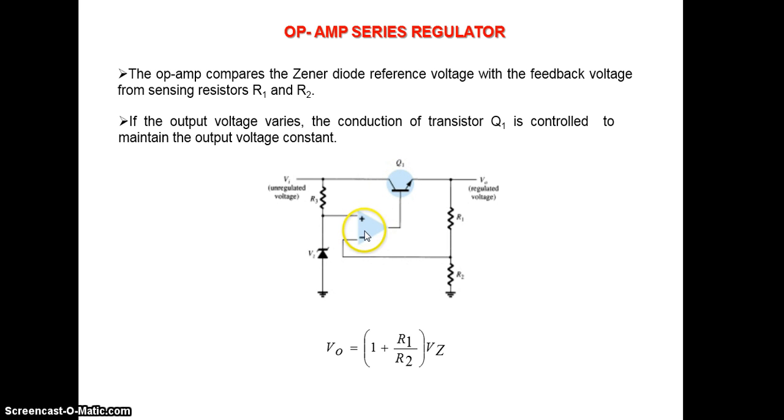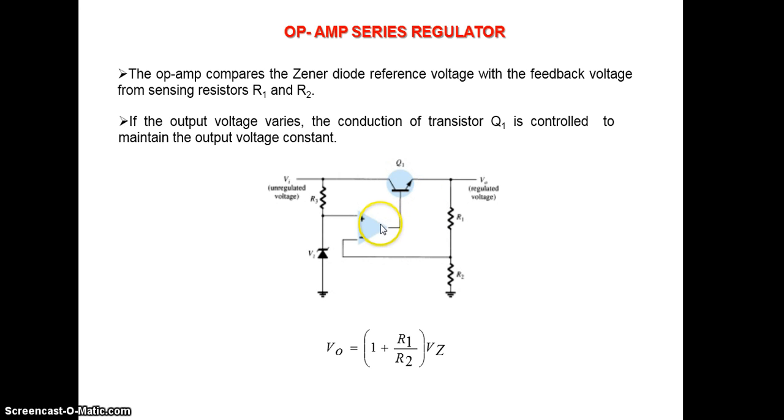Here the op-amp compares the fixed Zener voltage with the feedback voltage sensed from R1 and R2. It compares these two and provides the output. That output controls the transistor Q1, which is the control element. Based on that, it decides whether the output voltage should increase or decrease.